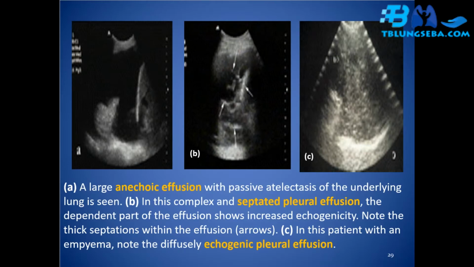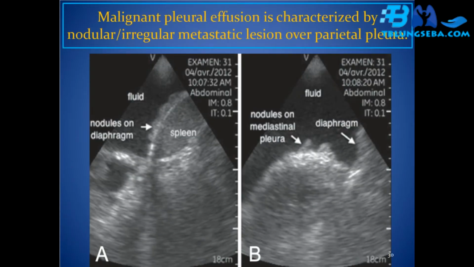B. In this complex and septated pleural effusion, the dependent part of the effusion shows increased echogenicity. Note the thick septations within the effusion, arrows. C. In this patient with an empyema, note the diffusely echogenic pleural effusion. Malignant pleural effusion is characterized by nodular, irregular metastatic lesions over the parietal pleura.